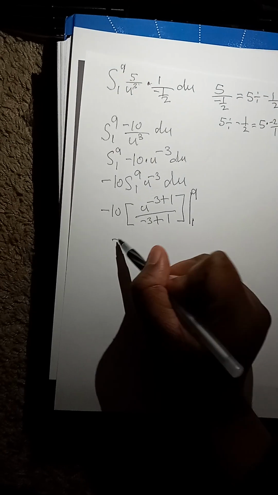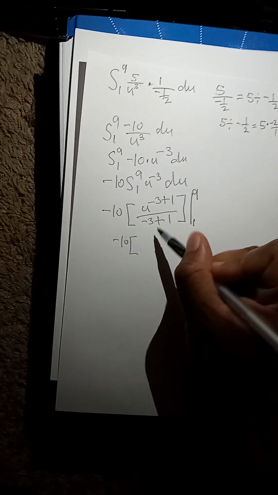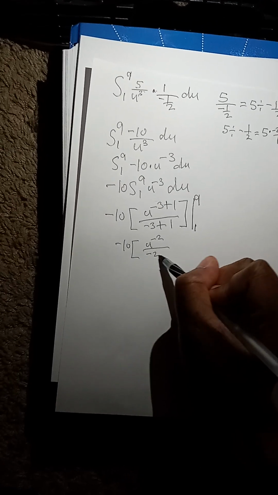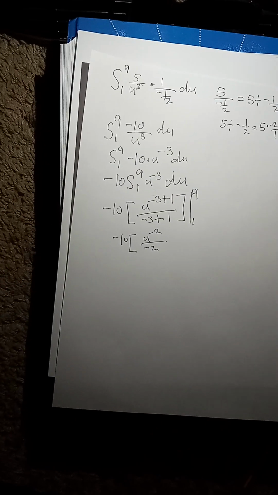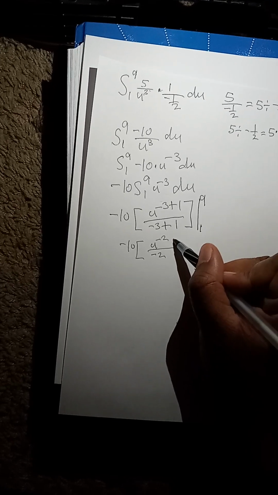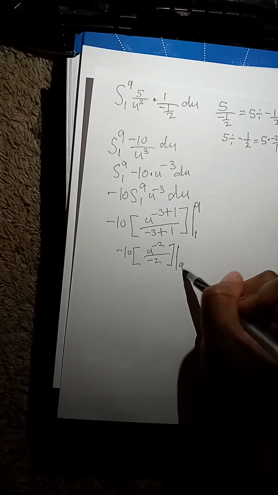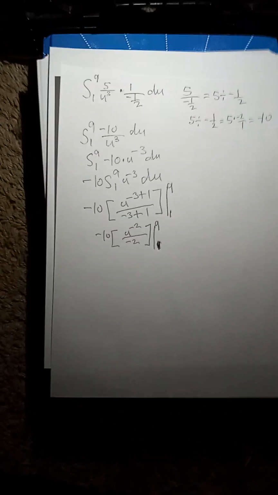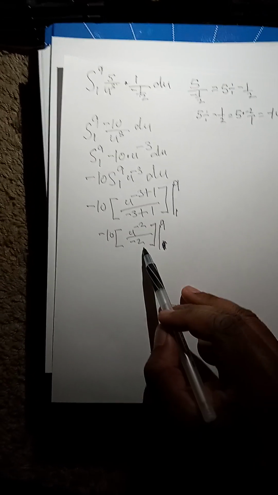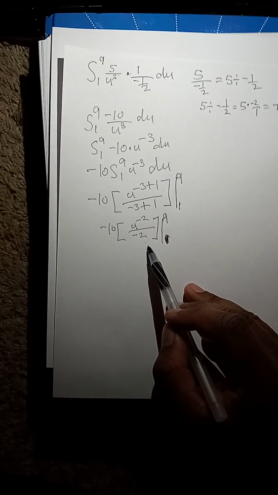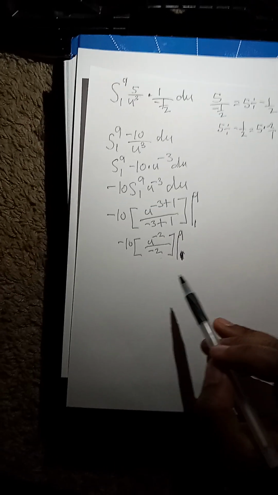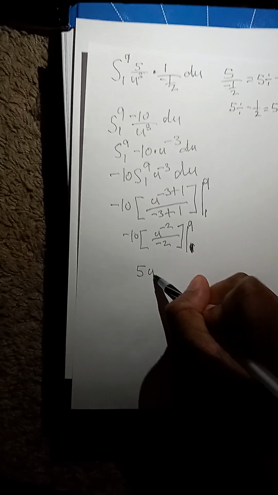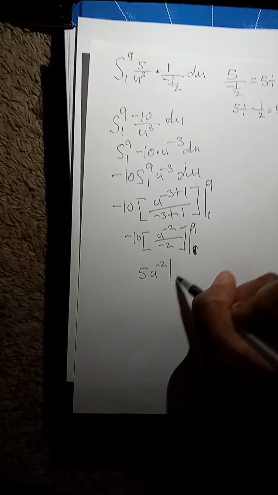And so this will be negative 10 times u to the negative second over negative 2 from 1 to 9. And so negative 10 divided by negative 2 is going to be positive 5 times u to the negative second from 1 to 9.